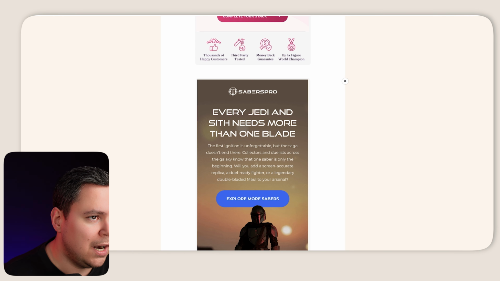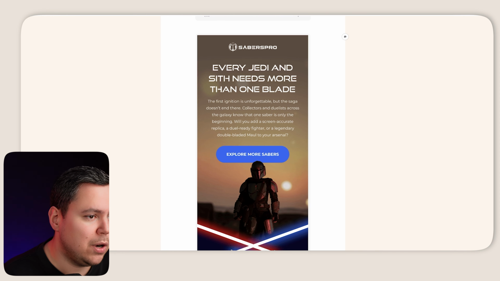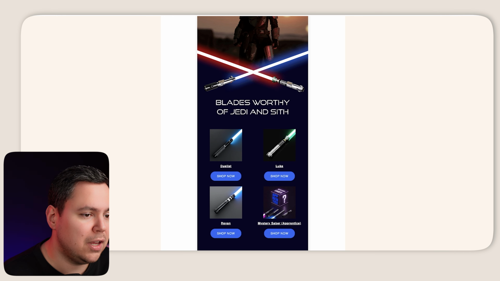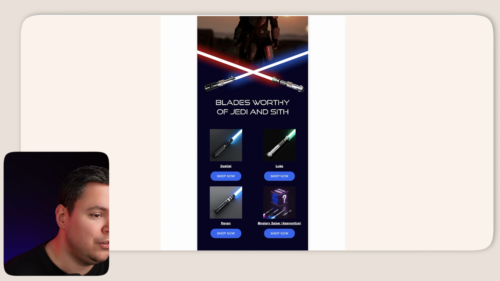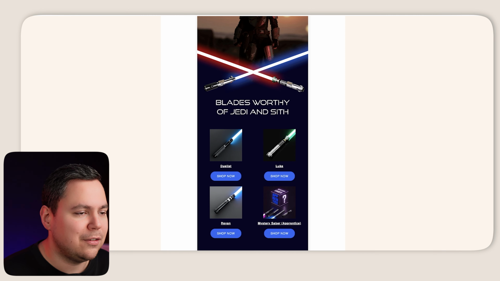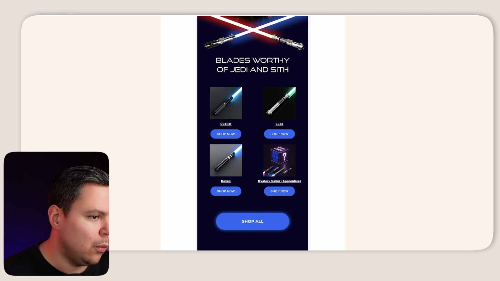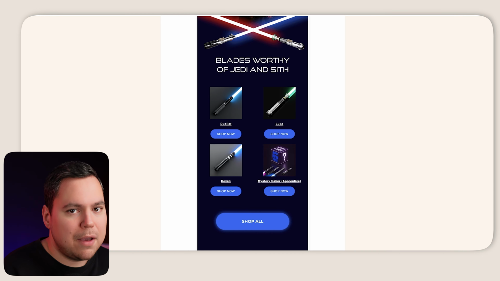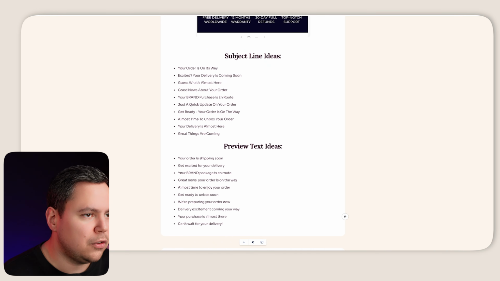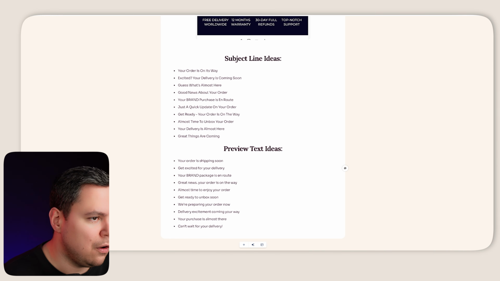Another example is for this saber brand, where we say, hey, explore more sabers, and we show them recommended sabers based on their initial purchase, and we show them the mystery saber, which works really, really well because people are curious about that. So it creates curiosity. And of course, always end with a shop all button to at least get traffic to your store. Again, some subject line and even preview text ideas over here.